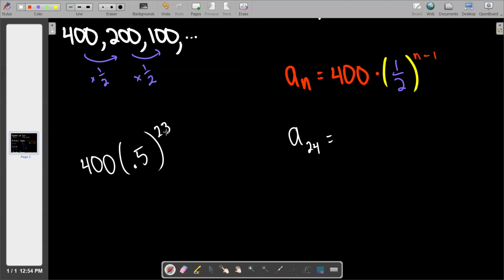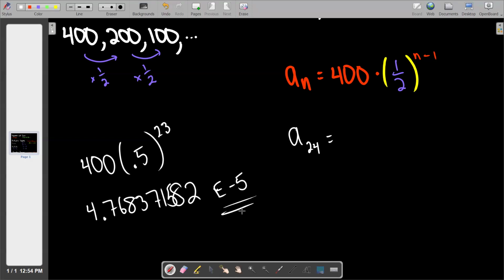That's why we keep having this -1 thing. And then it's going to be ugly, probably. I didn't think this through, but let's see, 400 times 0.5 to the power of 23. And you're going to see an E-5 on your calculator screen, probably. So let's talk about what that means, since things like this are going to be happening to you. My calculator says 4.76837152. But then the confusing thing is afterwards it says E-5. Do you guys know what E-5 means? It means scientific notation. Very good. It means times 10 to the -5th.